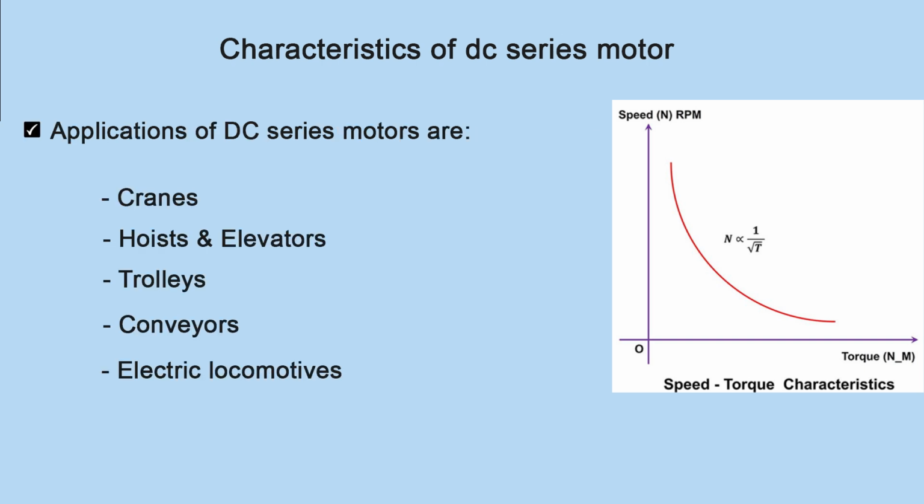And due to this particular characteristic, these DC series motors are exclusively used in the cranes, hoist and elevators, trolley and conveyor systems. Also it is used in the electric locomotive.